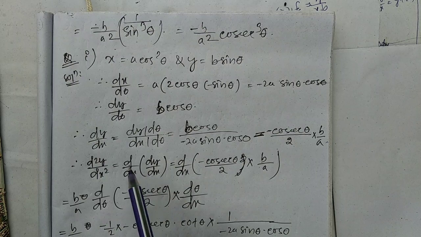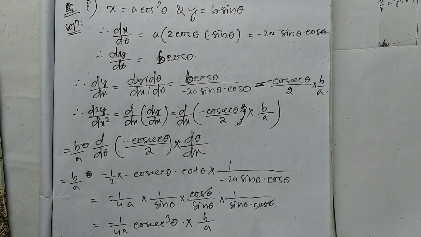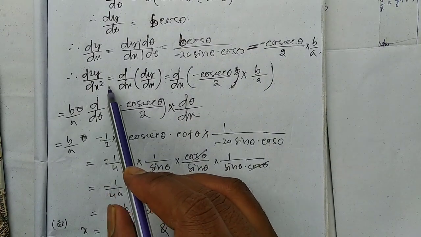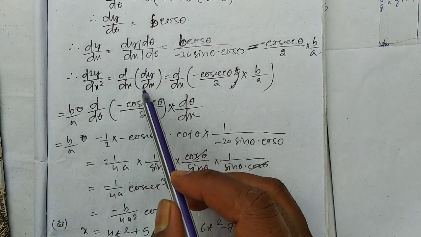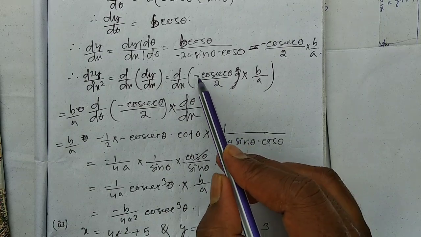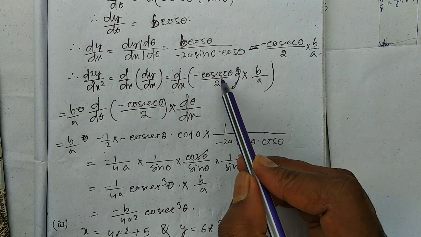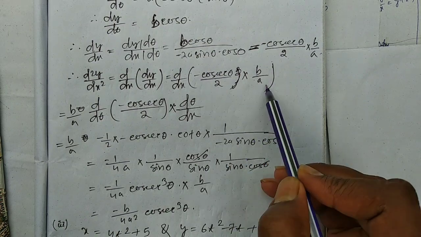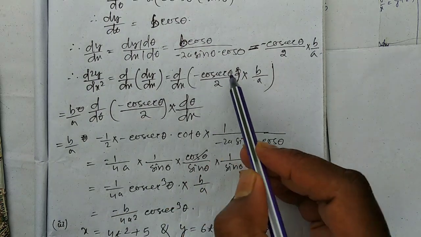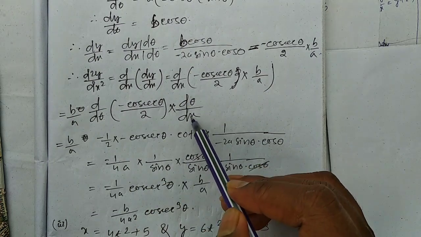Okay, so now we have to find the second derivative. That means we have to differentiate once again with respect to x. So d square y by dx square will be, we differentiate the first derivative with respect to x. So put the value of the first derivative, that is minus cosec theta by 2 into b by a. Here the constant is minus b by 2a. This is a function of theta, so we have to differentiate with respect to theta into d theta by dx.